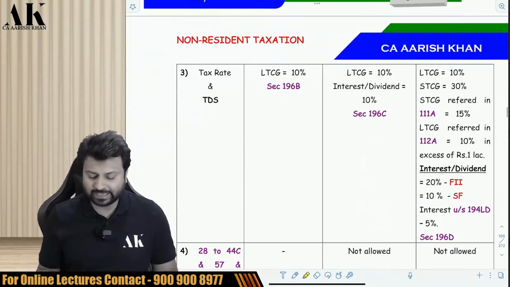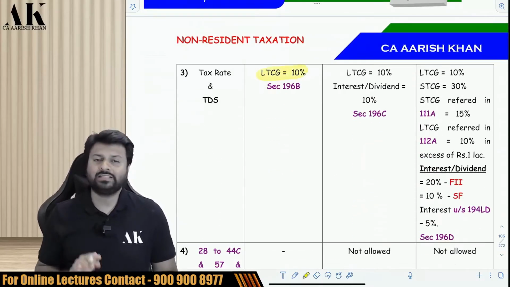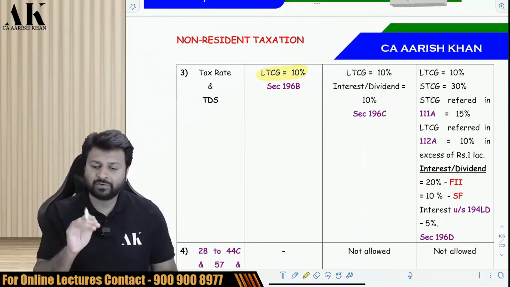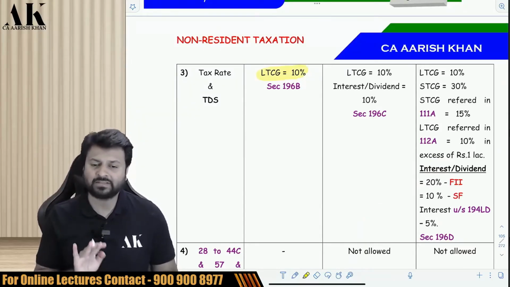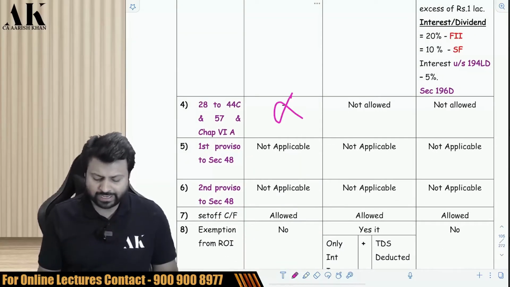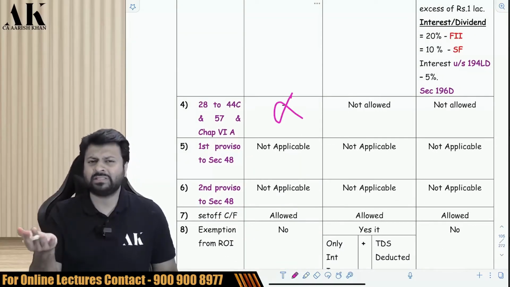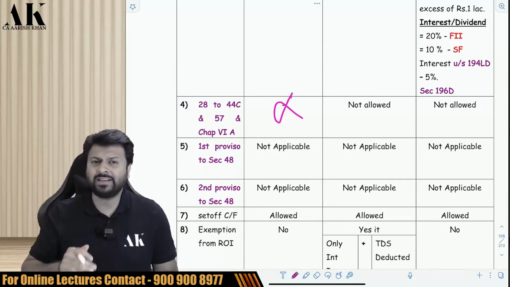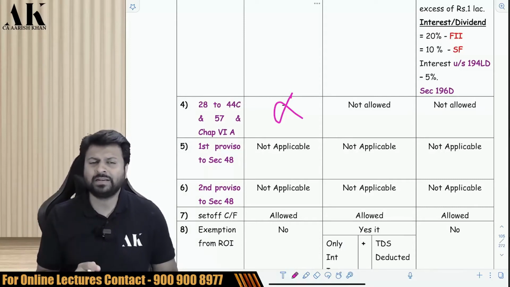In that case, their tax rate will be 10%. LTCG generally is 20%, but for these people the LTCG is only 10%. Are they going to get any deductions? They are not going to get any deductions of PGBP. Obviously their PGBP income is not there only. They are earning LTCG income, so the question of PGBP does not arise.